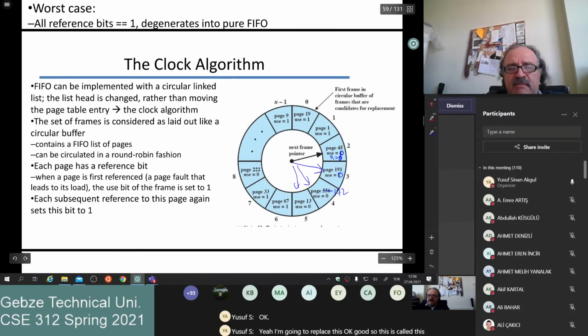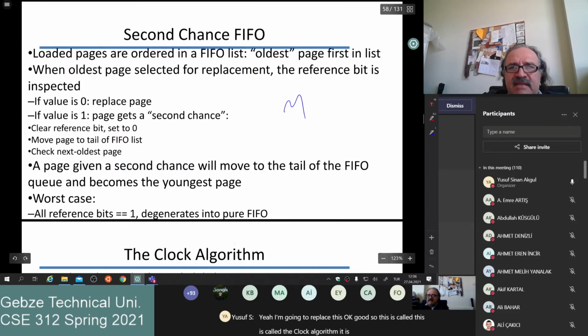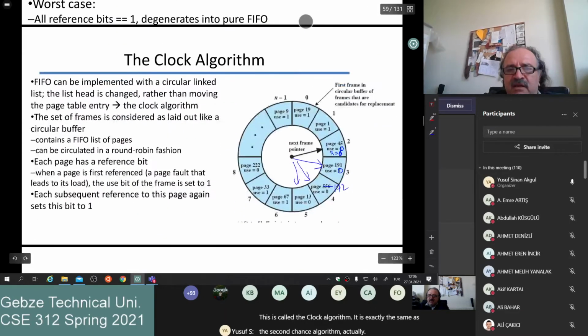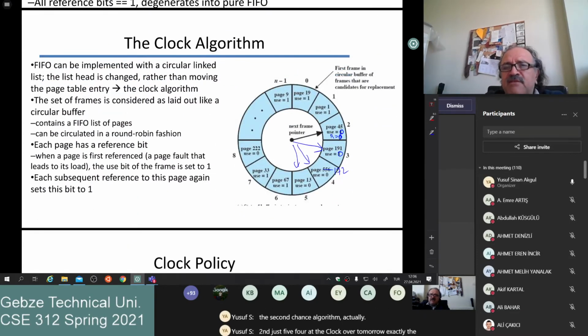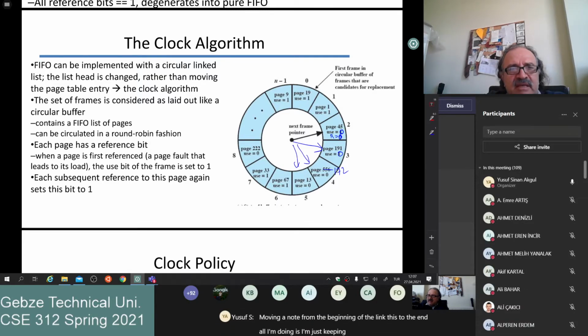So this is called the clock algorithm. It is exactly the same as the second chance algorithm, actually. Second chance, FIFO, and the clock algorithm are exactly the same. This one is more efficient. Why? Because I am not moving a node from the beginning of the linked list to the end. All I am doing is just keeping a pointer. That's it.